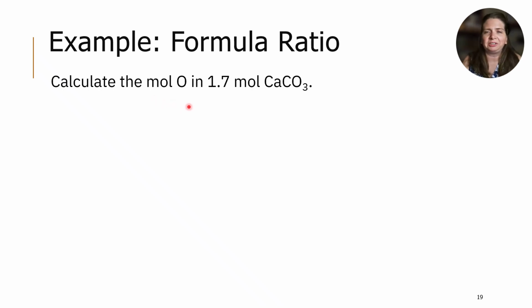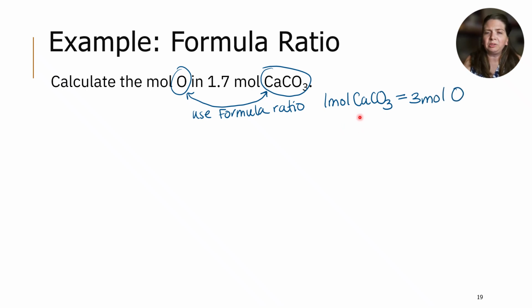Calculate the moles of oxygen in 1.7 moles of calcium carbonate, CaCO3. Look at the chemical formulas of what we are given and what we are trying to find. We are given calcium carbonate, and we are looking for oxygen. Since the chemical formulas do not match, we need to use a formula ratio. The subscript after the oxygen tells us the ratio. 1 mole of CaCO3 is equal to 3 moles of O.